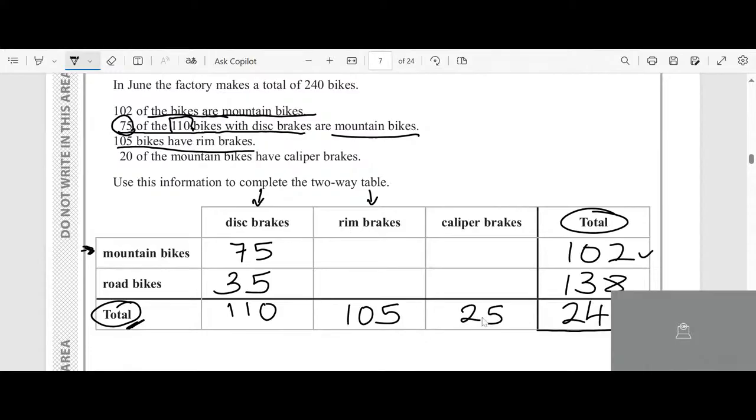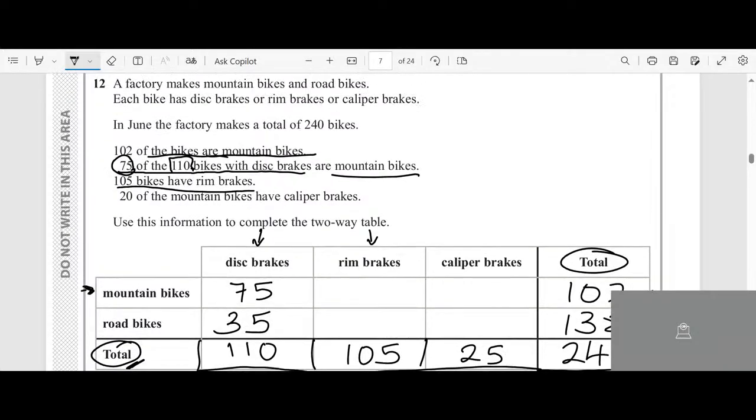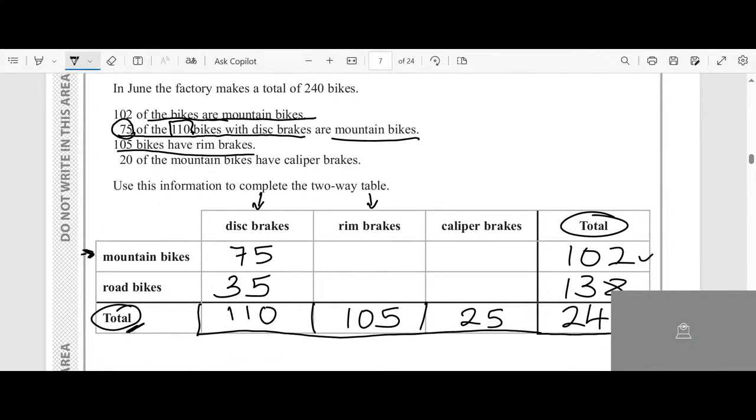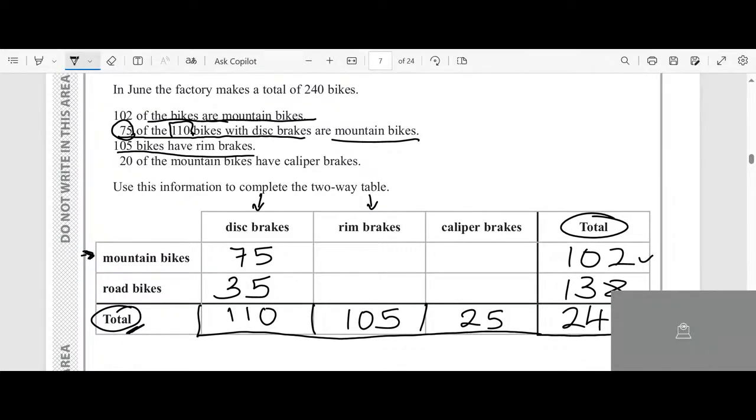So the caliper brakes take 25. So if I add the summation of everything at the bottom here, it should add up to 240. This one is called a two-way table, and that's how it's supposed to be done step by step.